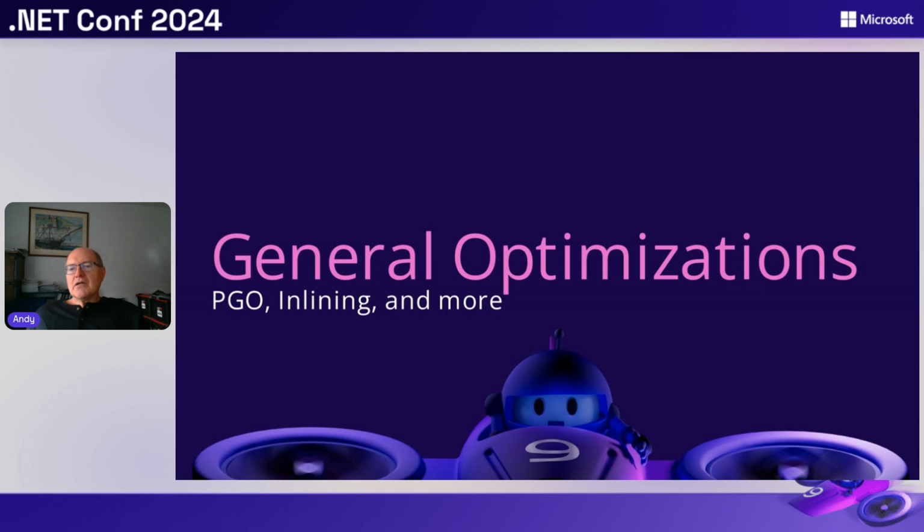All right, let's talk a little bit about some general optimizations. So as you know, in .NET 8, we introduced dynamic PGO. In .NET 9, we've made some enhancements to dynamic PGO. I'd like to just touch on one of those here. And then we've also made some improvements to inlining.